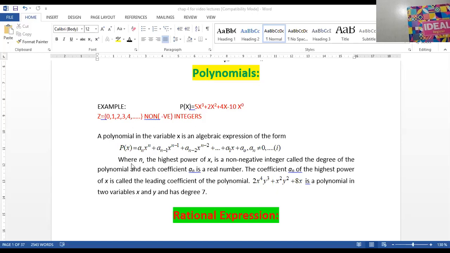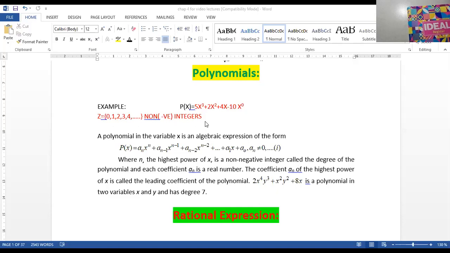What is n? If I read about n, it is the same thing which I told you earlier, that it must be a non-negative integer. So how does the book define n? The highest power of x is a non-negative integer. I have already explained what is meant by non-negative integers: the integers of the form 0, 1, 2, 3, 4, starting from 0 onward, any of which can be used as a power. This makes it a polynomial, and this is also called the degree of the polynomial.